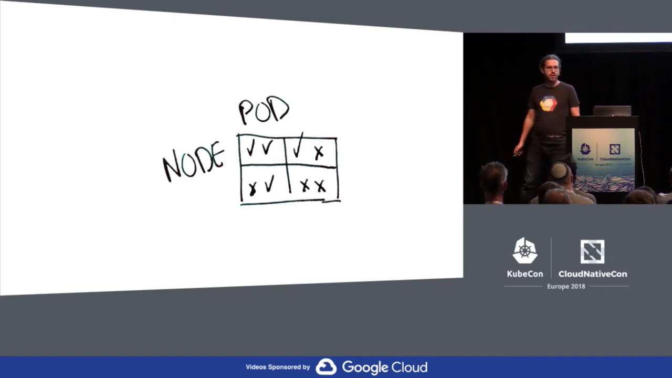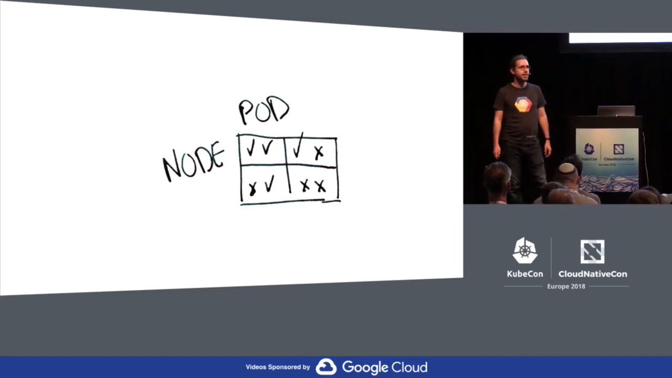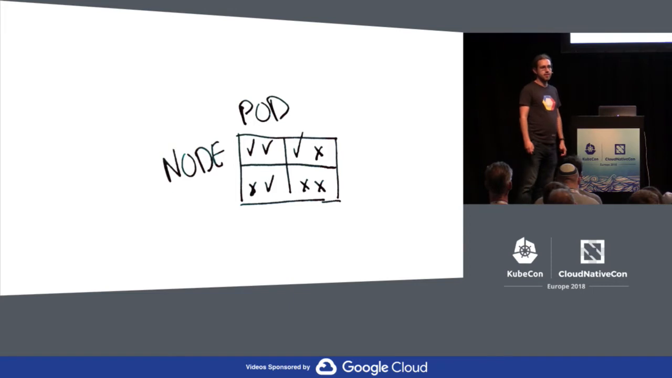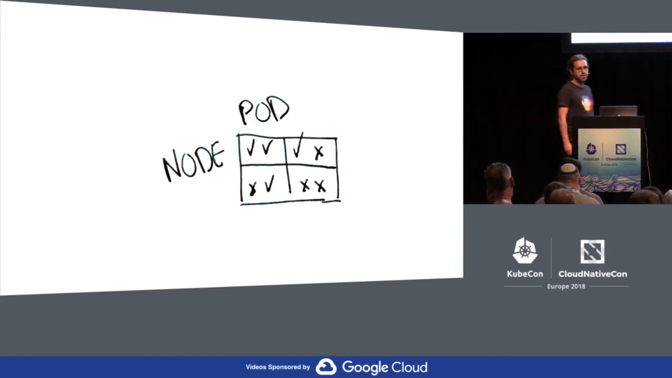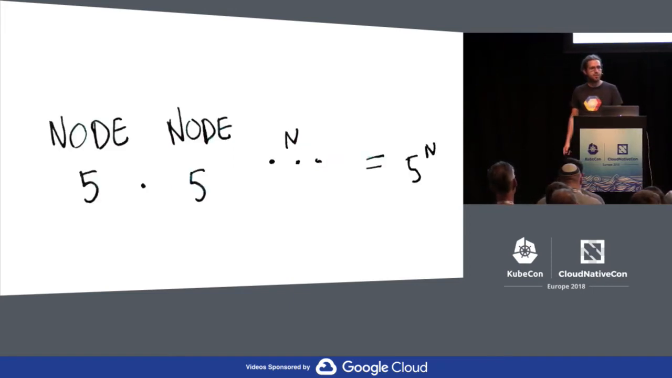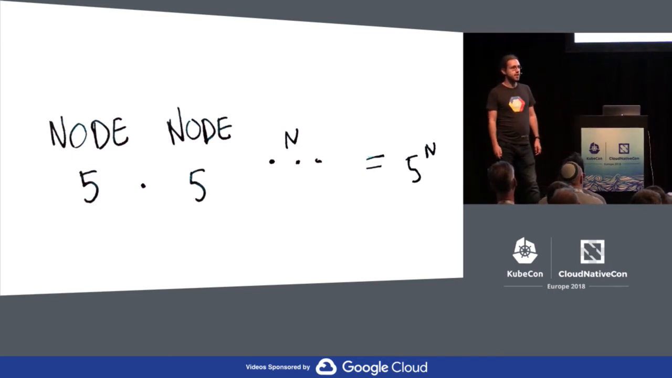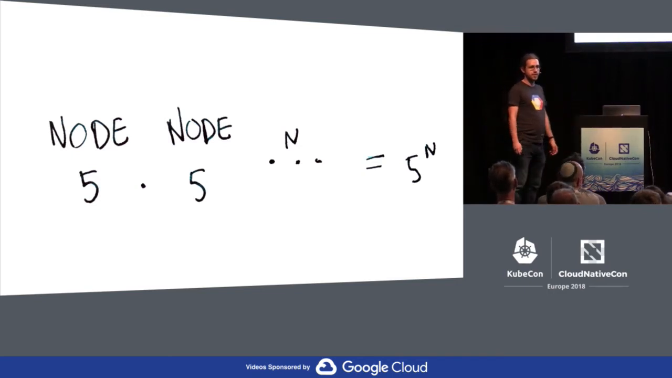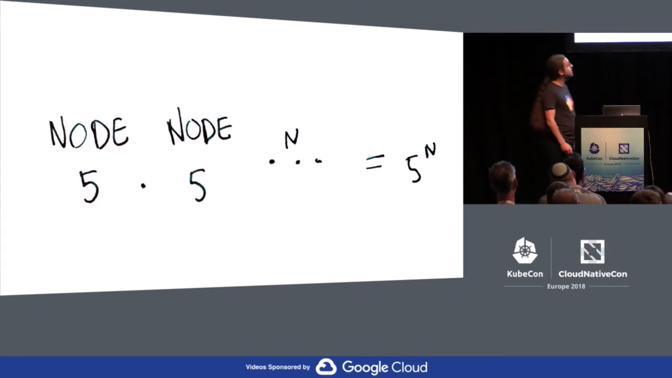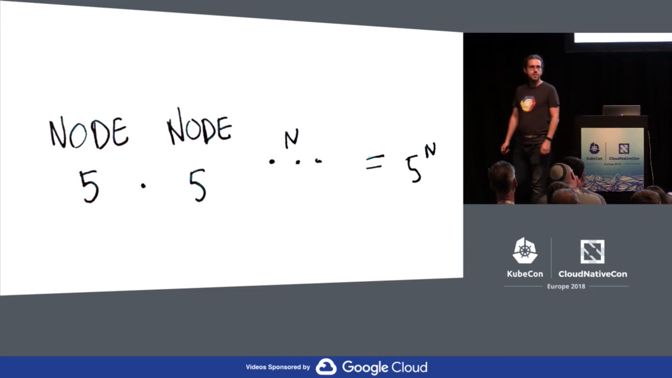Right. So if you've got one pod and one node, and they can each be happy or sad, you've got 4 states, right? And 4 states doesn't seem so bad. But if you've got a node that can be in one of 5 states, and another node which can be in one of 5 states, and you've got n of these things, that comes out to 5 to the n, which is an awful lot of states to think about.